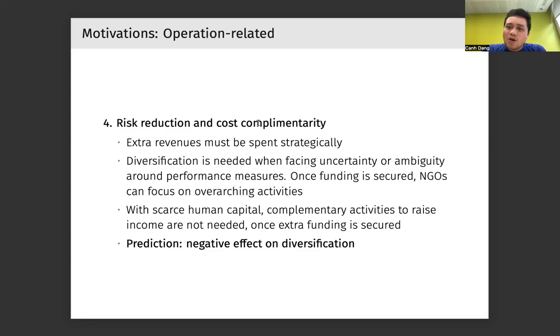The intuition is the following. What they are truly worried about is financial security. If they are receiving a huge increase in income, meaning that their finance has been secured, they don't have to worry about expanding their activities, expanding their services anymore. So now they can focus on the core objective that they started.